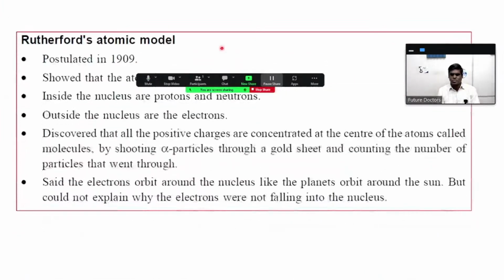Next, Rutherford's atomic model, postulated in 1909, showed that the atom has a nucleus and inside the nucleus are protons and neutrons. Outside the nucleus are the electrons. He discovered that all positive charge is concentrated at the center of the atom, called the nucleus, by shooting alpha particles through a gold sheet and counting the number of particles that went through. He said the electrons orbit around the nucleus like planets orbit around the sun. He could not explain why the electrons were not falling into the nucleus.